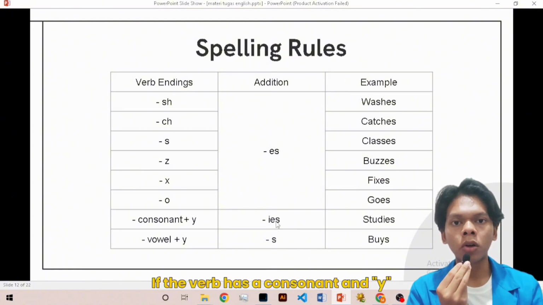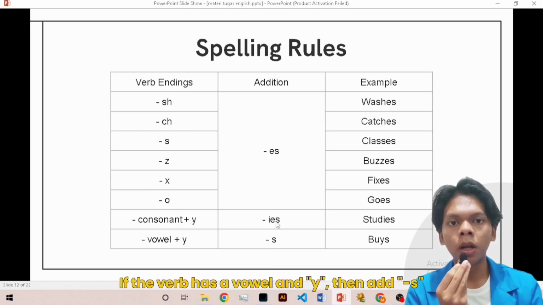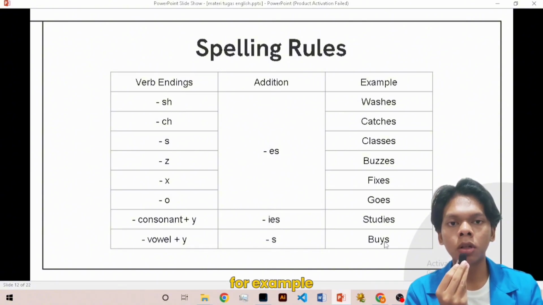If the verb has a consonant and y, then add ies. For example, study becomes studies. If the verb has a vowel and y, then add s. For example, buy becomes buys.